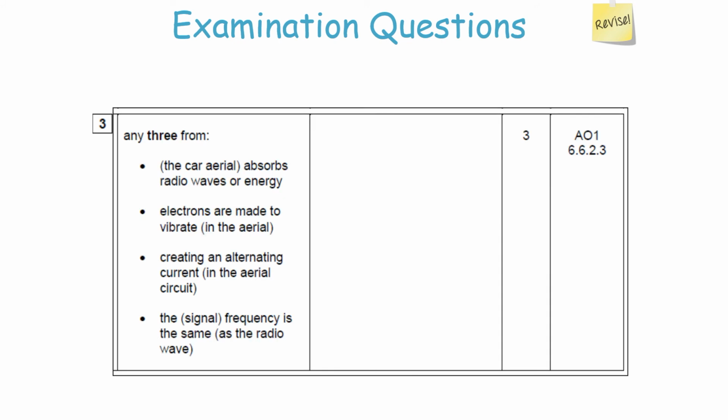So the first thing to note is the car aerial will absorb radio waves or energy. Now that makes the electrons in the metal vibrate. Now if electrons are all oscillating or vibrating backwards and forwards, we call that an alternating current. So the absorption of a radio wave by an aerial will cause an alternating current to be produced in the actual aerial. Now the last thing to always remember is that the frequency of the alternating current is the same as the frequency of the radio wave.